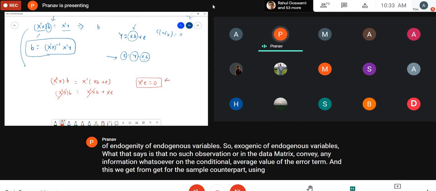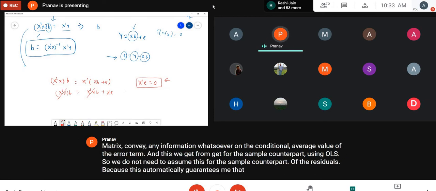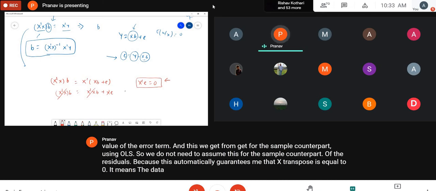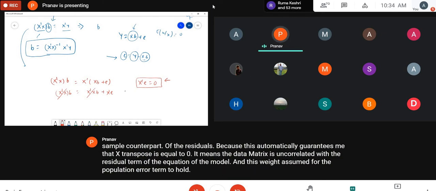So we do not need to assume this for the sample counterpart of the residuals, because this automatically guarantees that x transpose e is equal to 0. It means the data matrix is uncorrelated with the residual term of the model, and this we had assumed for the population error term to hold when we were discussing the third assumption in CLRM.